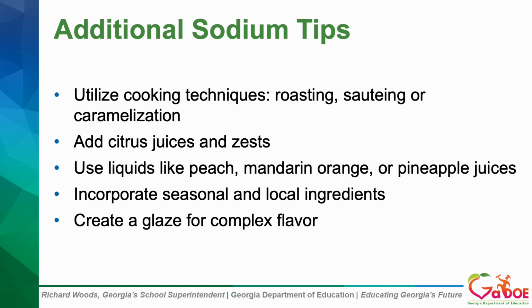and vegetables. Add citrus juice and zest to brighten or use liquids that school kitchens typically discard like peach, mandarin orange, or pineapple juice. Incorporate seasonal and local ingredients. They are at the peak of the season and provide more flavor. Create a glaze using a reduction technique that has a more intense, complex flavor.